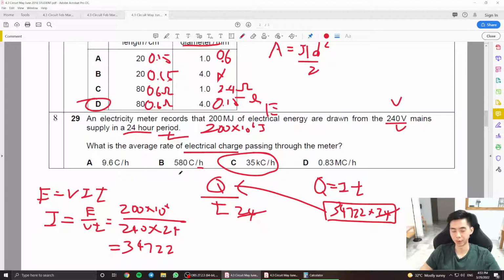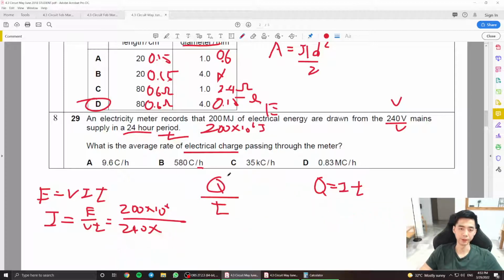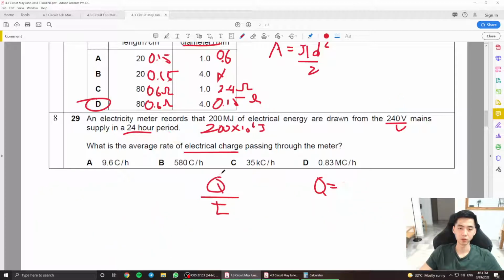Yeah, this might be a bit confusing for some of you, but let me repeat this again. Looking at this information, first and foremost, I have E, I have V, I have T. If they want me to find the average rate of electric charge, it is basically Q over T. That's why you can see it's coulomb per hour.